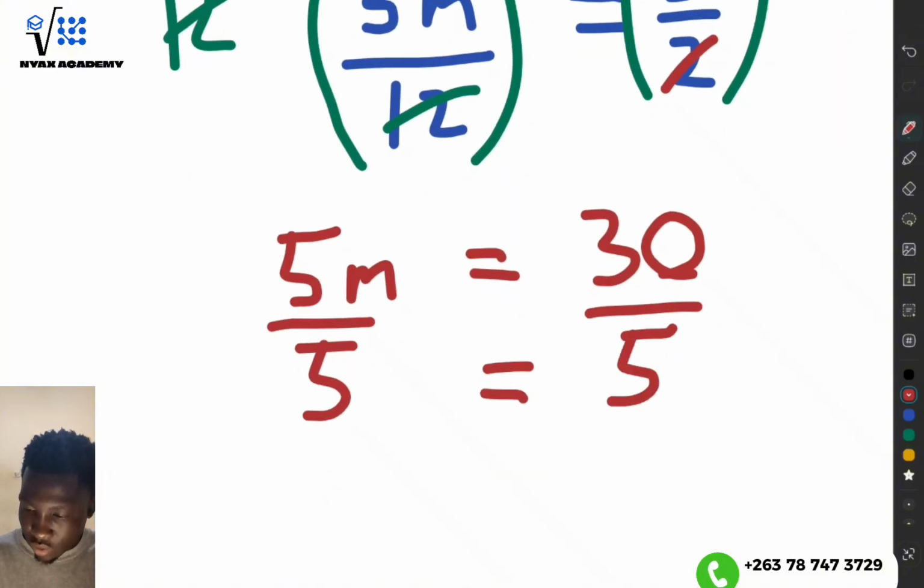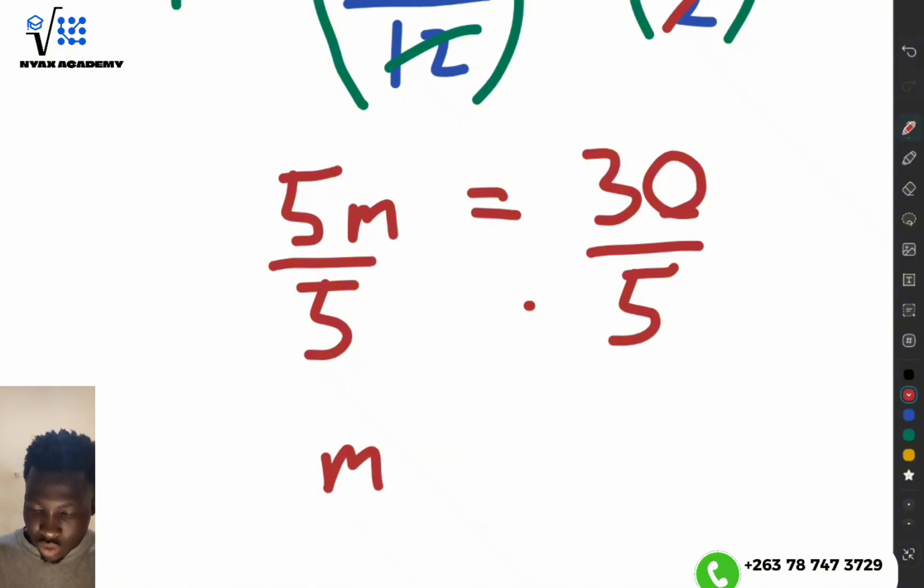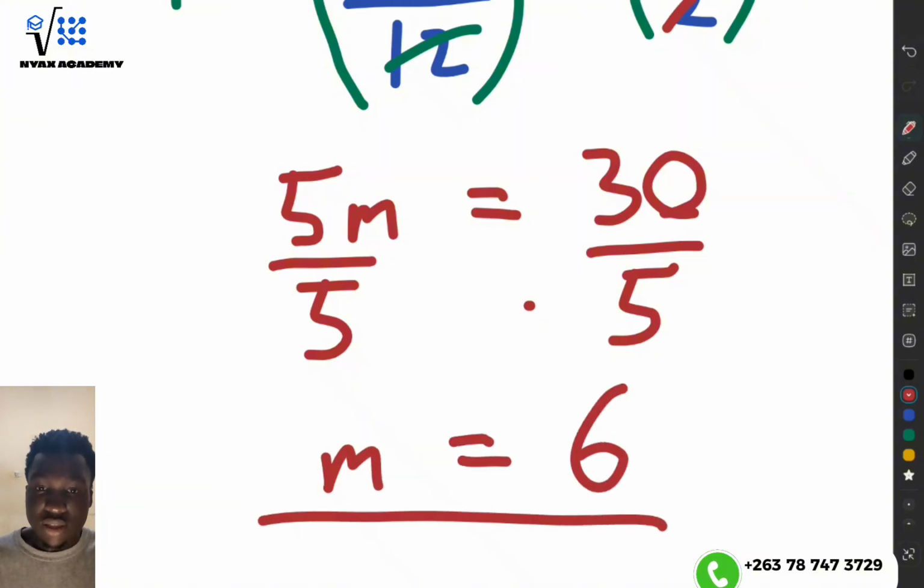Left hand side by 5. So this is going to be sub. And this is, so 5 into 5 plus m is equal to what? Is equal to 6. So m was what? Was 6, and this.